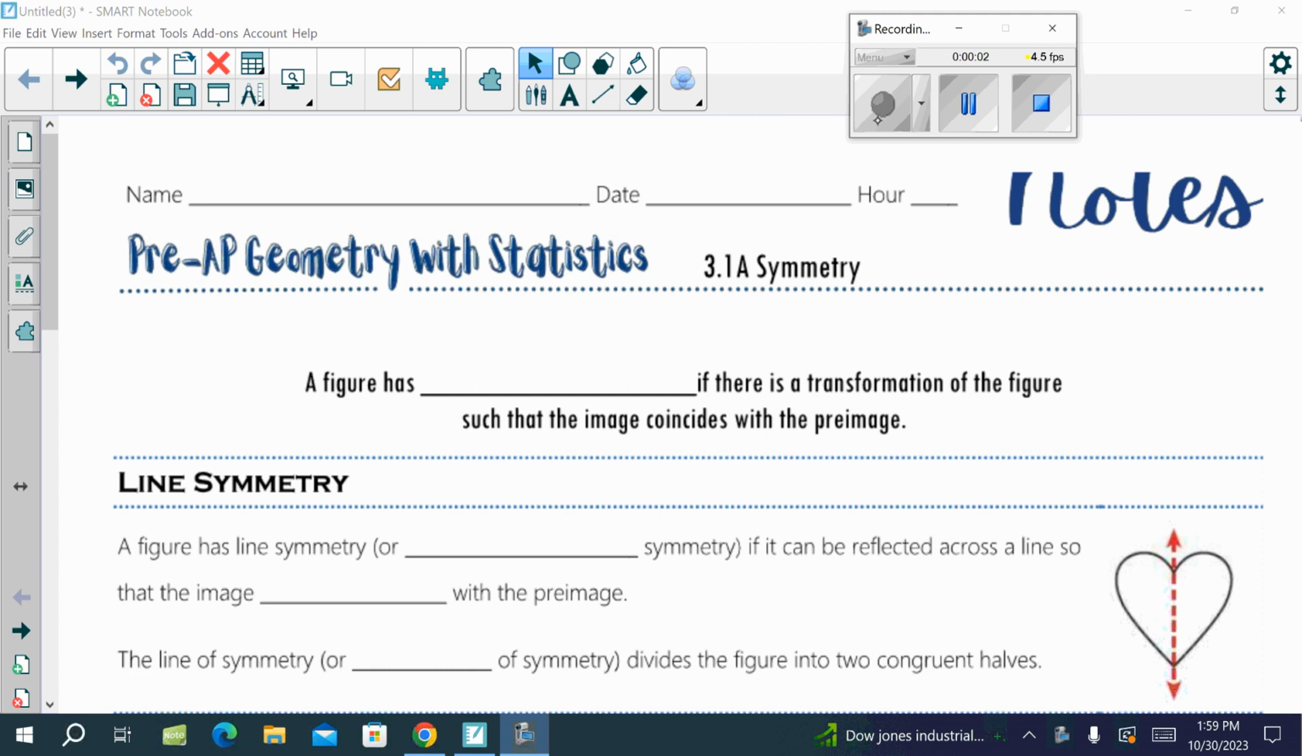is more symmetry. So that's what the first part of this unit is about, our symmetry and our transformations again. So we're going to go over symmetry and then tessellations. So you should hopefully recognize that.